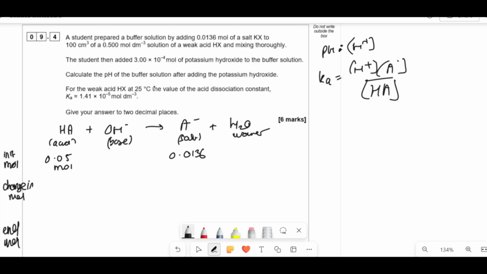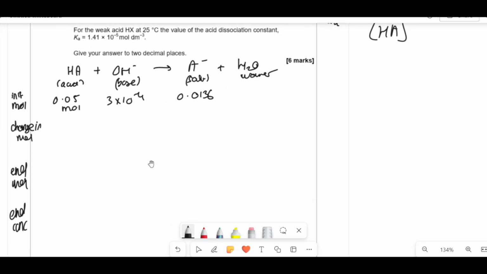So in this sentence, what that means is there's going to be 3 times 10 to the minus 4 moles of this base. Think about what's going to happen logically. This isn't going to fancy having base around. So this is going to react with this. They're going to drop and we're going to get more of this. So then think about it this way. This is 3 times 10 to the minus 4, which is 0.0003.